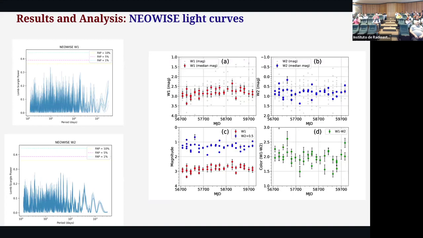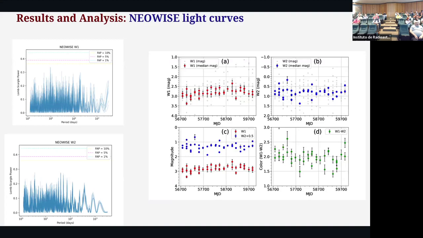Here is the comparison between the W1 band and W2 band, and this is the variation of color with time. We also performed Lomb-Scargle power analysis, and no significant period associated with the source has been found. So although the source is variable in the NEOWISE data, we didn't find any significant period in the NEOWISE data.